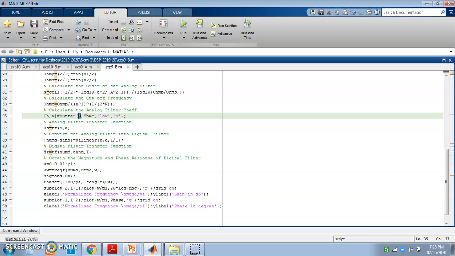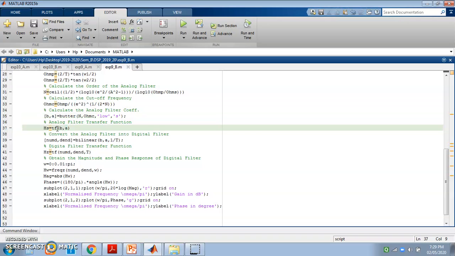So these are the two important parameters. One is the order of filter and second one is the cutoff frequency, omega c. So we need to calculate this N and omega c directly from the given specification and by using the standard equations which are given in Butterworth approximation. So once I know the numerator and denominator coefficient, I can find out the transfer function, that is Ha of s is equal to tf of b comma a.